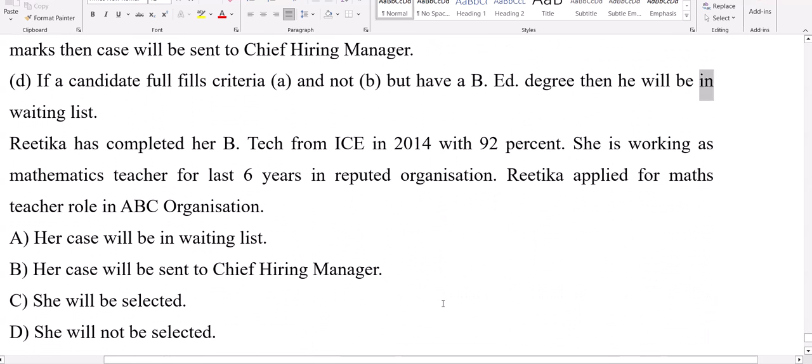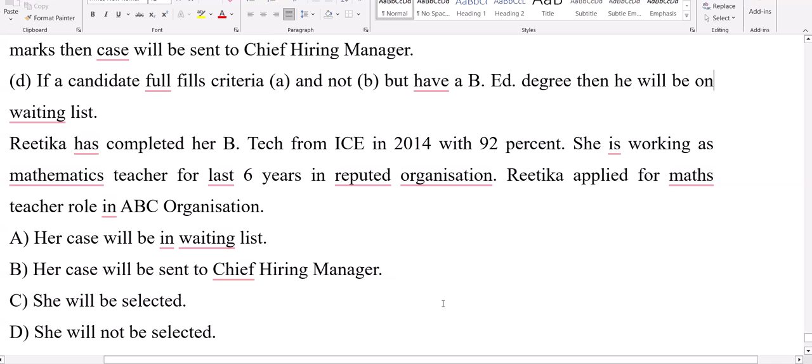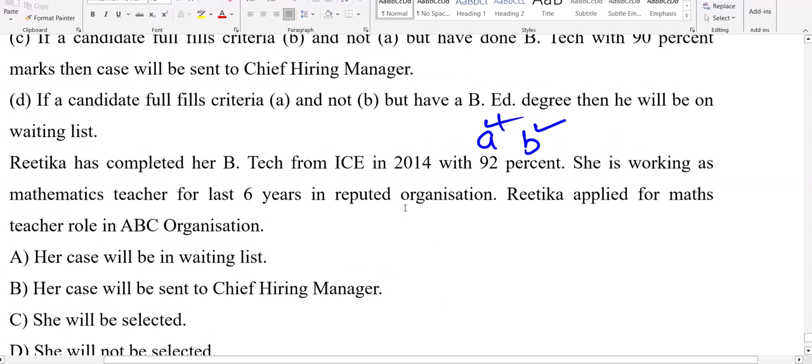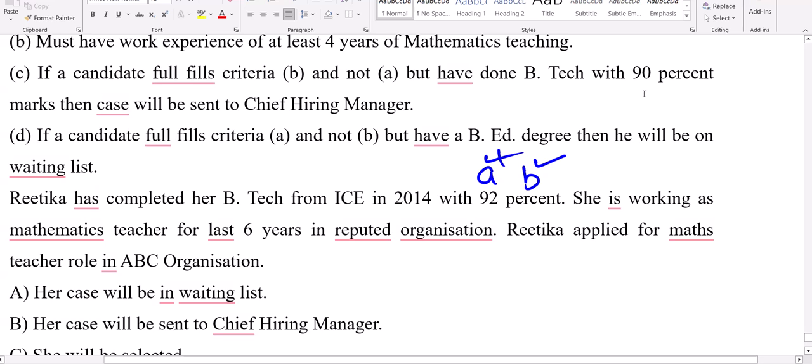Now, this is the case. Ritika has completed BTech from ICE, so it's not a master's. So condition A is out. Condition B is experience, and that is satisfied: experience as a math teacher for the last 6 years. So B okay, A not okay. Then you may be sent to the chief hiring engineer, but what do you need? BTech with 90%. She has BTech with 92. Fine, so she is referred to the chief hiring manager.